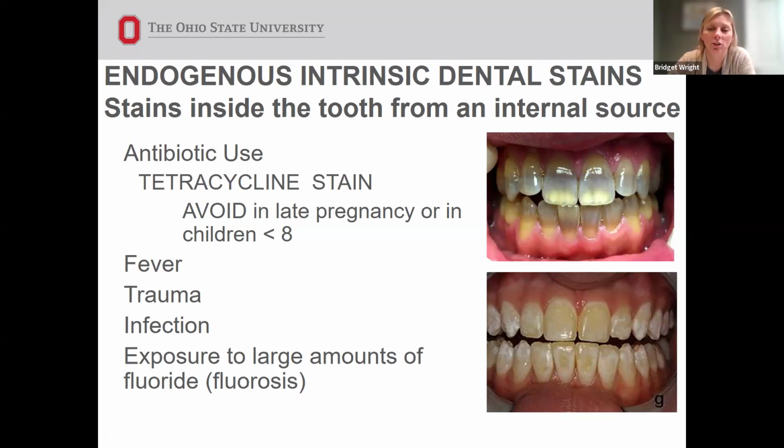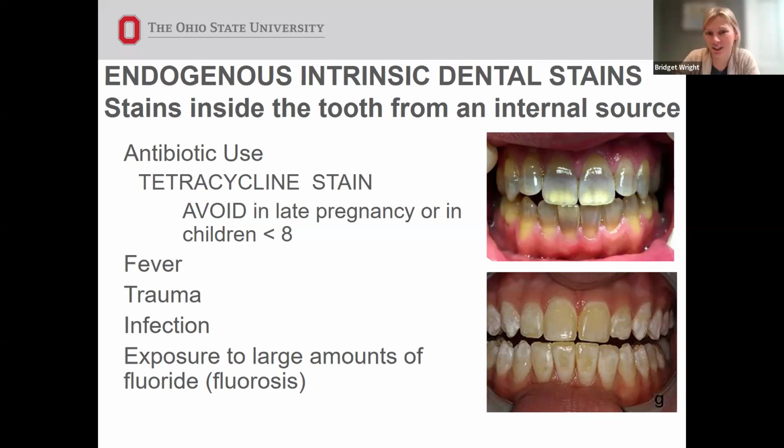And so here in the US, we've kind of discontinued the use of tetracycline, although it's still a really great antibiotic, and other countries still utilize it, even though it does cause this staining. So you might see patients from other countries or older patients that might have this tetracycline staining, but patients that are 50 or younger from the US, you're probably not going to see this.